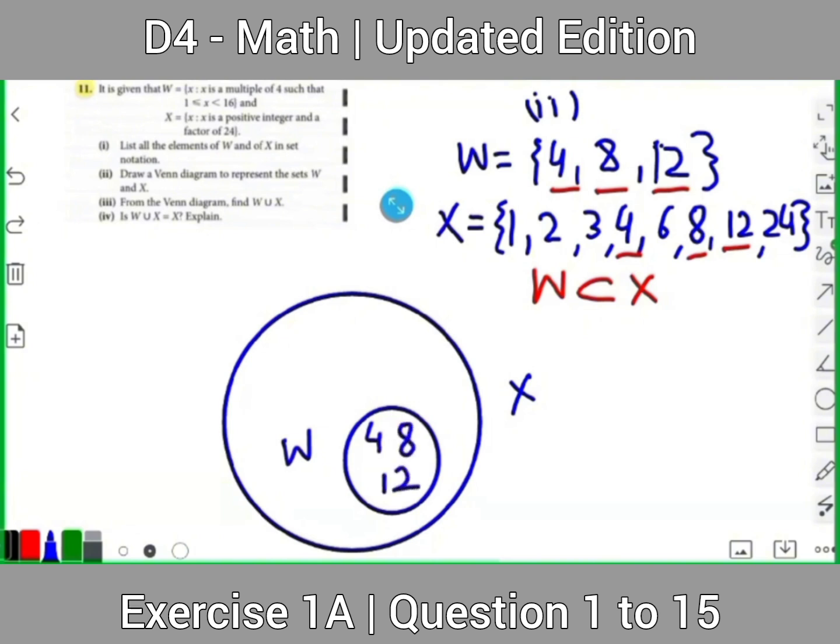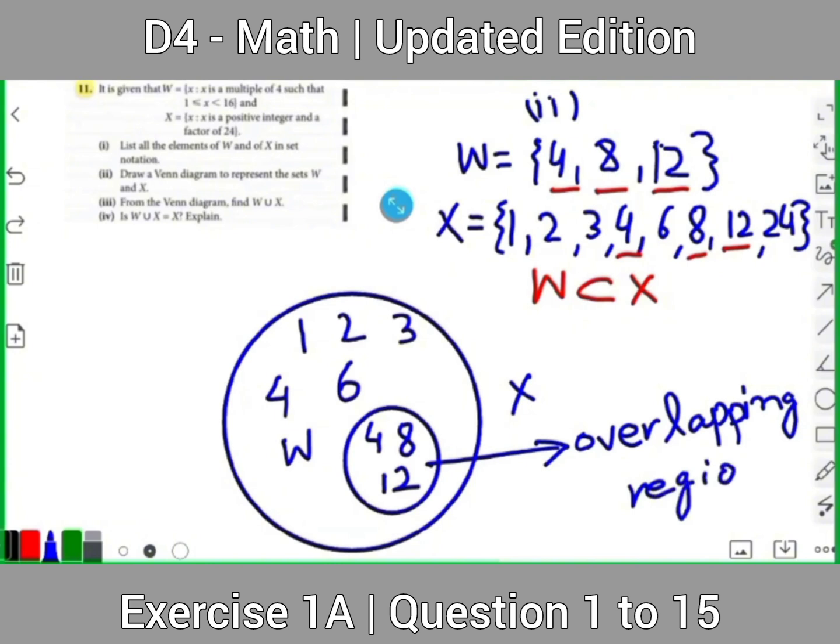And here we have 1, 2, 3, 6, and this is the overlapping region. Since W is a subset of X, that's why we have drawn the Venn diagram in such a way that the circle of the set W lies inside the circle of the set X.